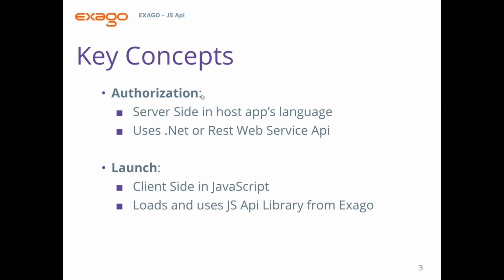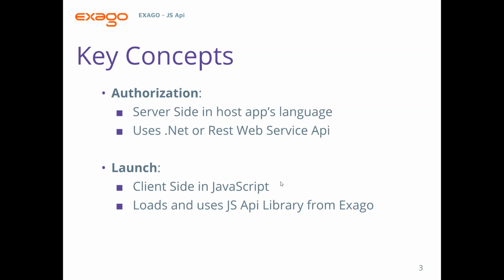But the way authorization is going to work is on the server side, in the host application, in whatever language you're using, right? So if you're in a .NET environment like C#, which our example today is going to be, you would use the current existing .NET API. Or if you're in another language, you would use the REST-based web service to authorize a session, that is to say, to start a session. But then instead of having the .NET or the REST service launch Exago, it's going to store a value. We'll show that more in a second. And then it's going to leave the launch to JavaScript on the client side.